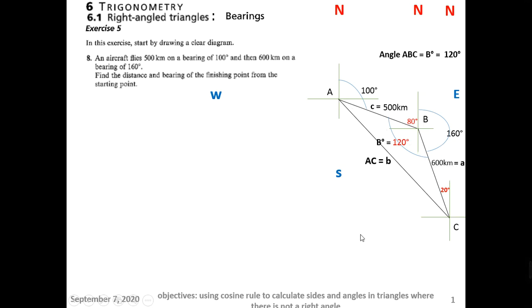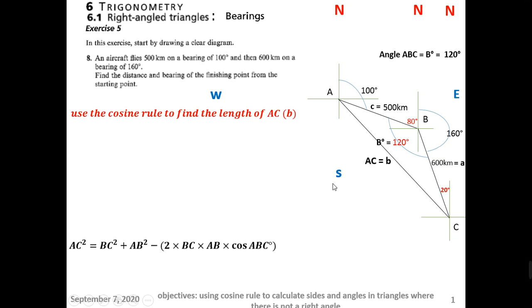Now that we identified everything on our diagram, we can use the sine and cosine rule to find unknown angles and unknown sides. Use the cosine rule to find the length of AC, which is requested here, the distance between the ending point and the starting point. A and C, this is my starting, this is my finishing point.